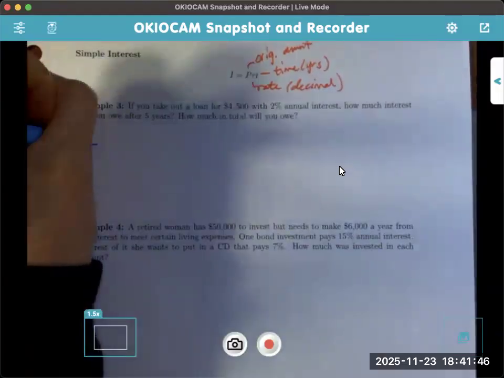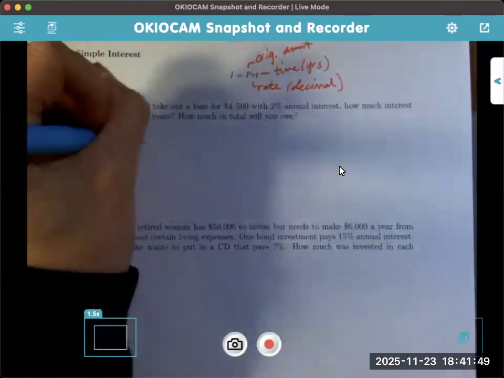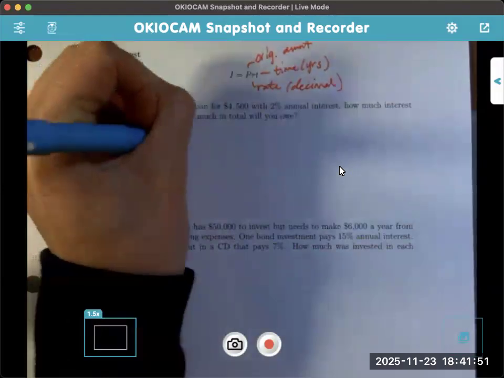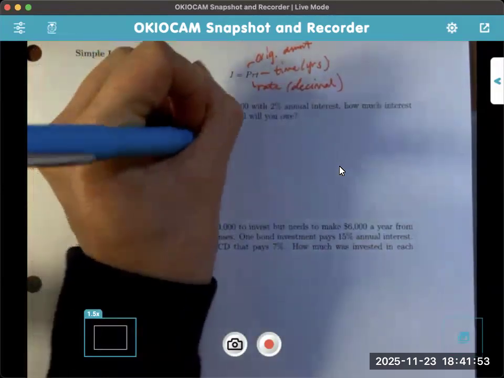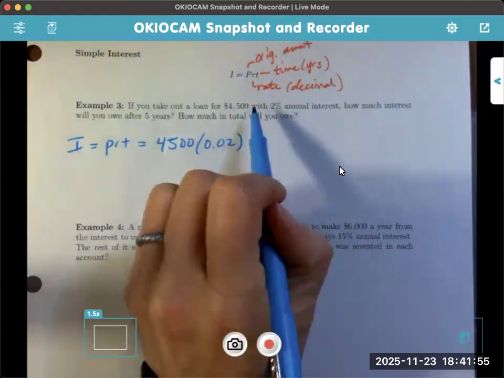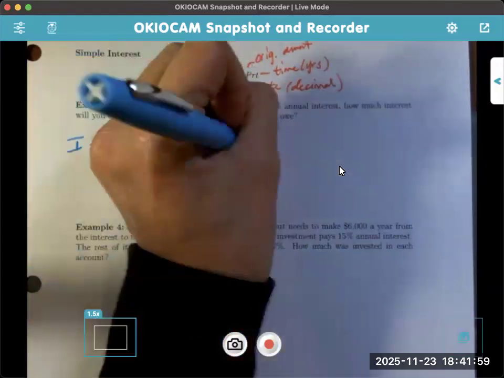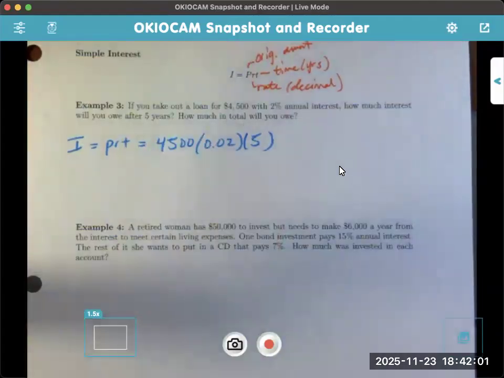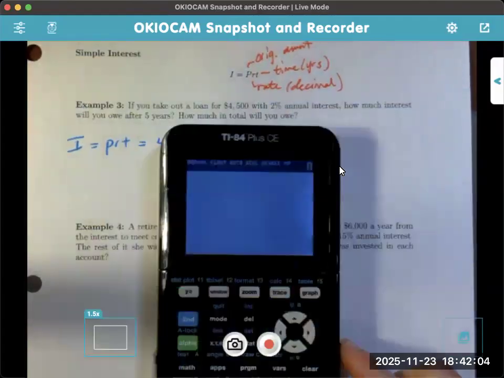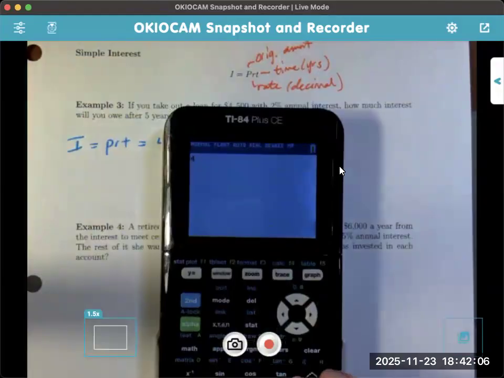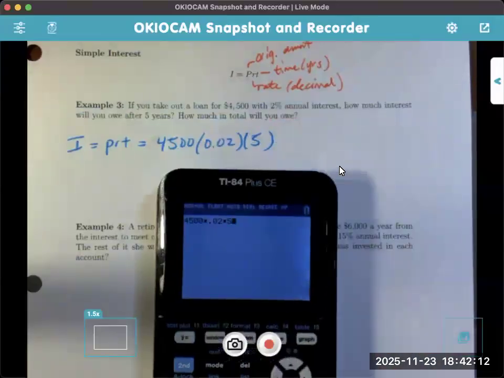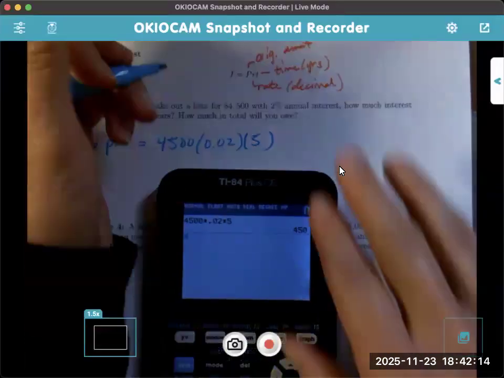So if I equals PRT, then this is 4,500 times 0.02. Remember, percent to decimal, you move the decimal over twice. And 5 years, 5. That's it. You just grab your handy dandy calculator: 4,500 times 0.02 times 5. Let's check. Perfect. 450.